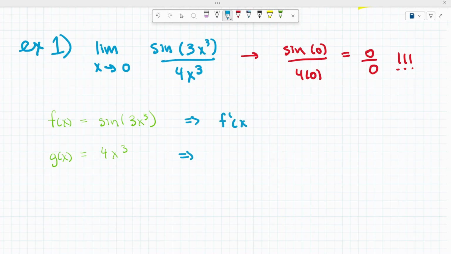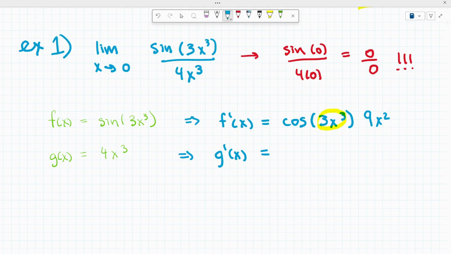Now let's take the derivative of each of these and see what we get. So f prime of x will equal, what do we have? The derivative of sine is cos, and then we have to use chain rule here, so we keep the inside the same, 3x cubed, and then multiply by the derivative of our inside function, which gives us 9x squared. Again, if you need more background on chain rule or derivative rules, please be sure to check out my full derivatives playlist. I cover all the rules in a lot of depth.